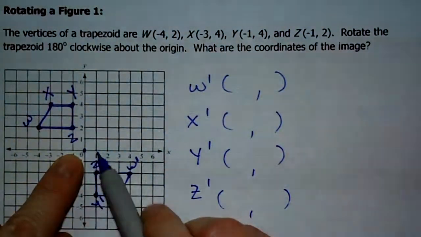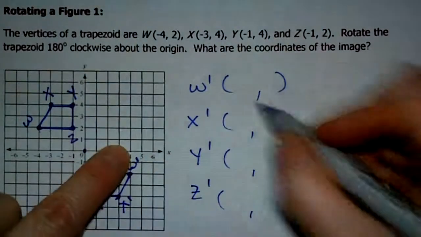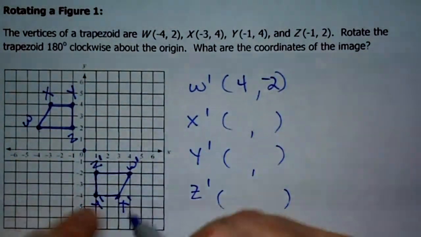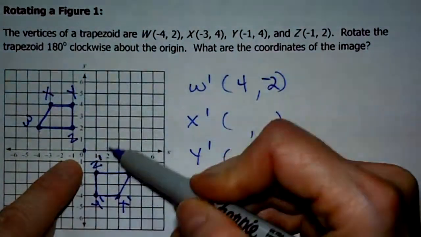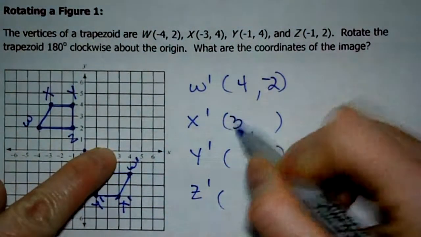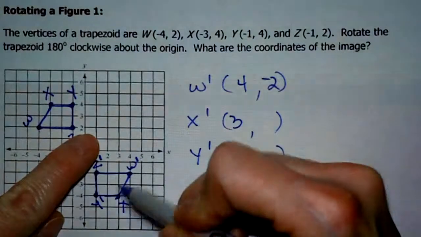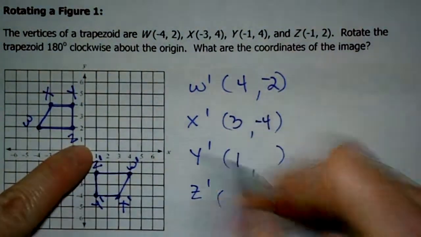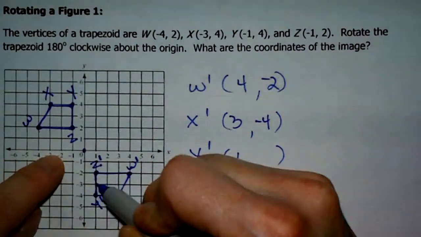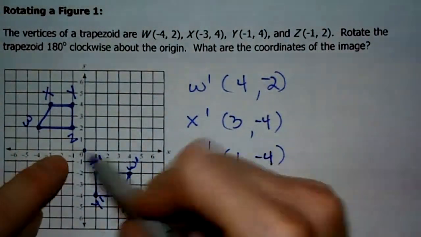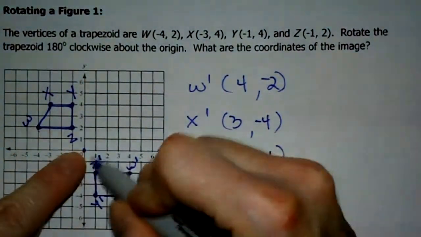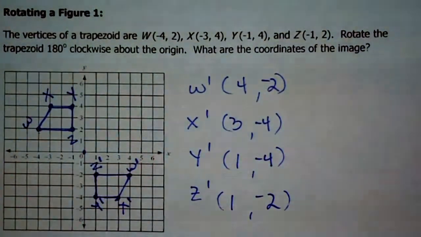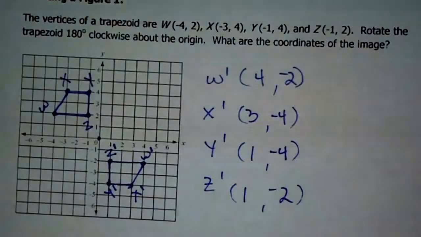W, to get there, we go 1, 2, 3, 4 on the x-axis, and we go down 2 on the y. To get to the X, we have to go 1, 2, 3 to the right, and down 1, 2, 3, 4, so that's -4. To get to Y, we go right 1, and then you have to go down 1, 2, 3, 4. And to get to Z, we go right 1 and down 2. Voila! That one's done. One more.